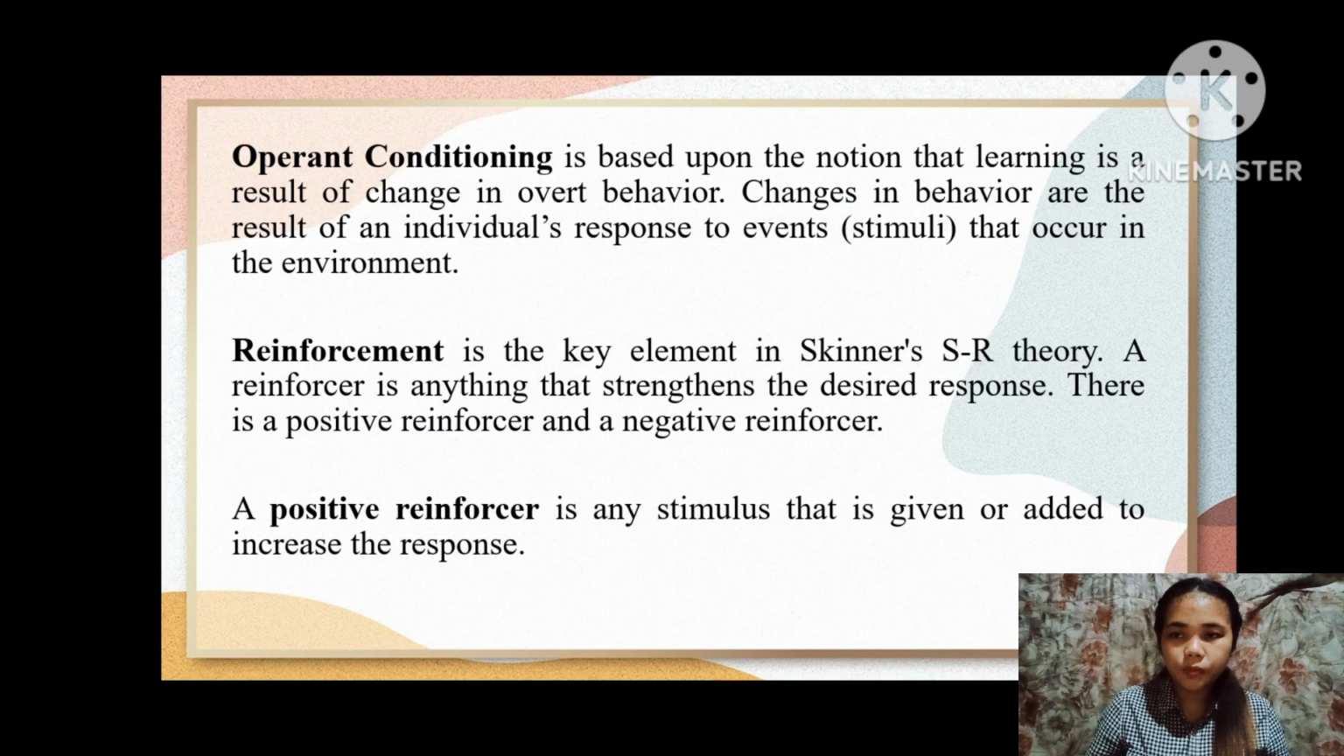Operant conditioning is based upon the notion that learning is a result of change in overt behavior. Changes in behavior are the result of an individual's response to event stimuli that occur in the environment. So for example, ang bata is na-expose siya sa kining mga bad influence ng mga bata or kining bullying ng mga bata. So ilang ma-adapt to siya nga behavior, and then ilang magamit, so nahimo silang bully. So kini siya is naka-change sila ang sa behavior ana nga kuan.